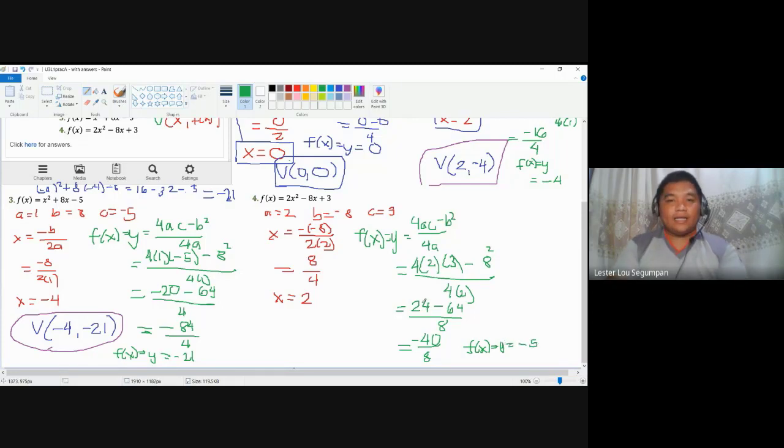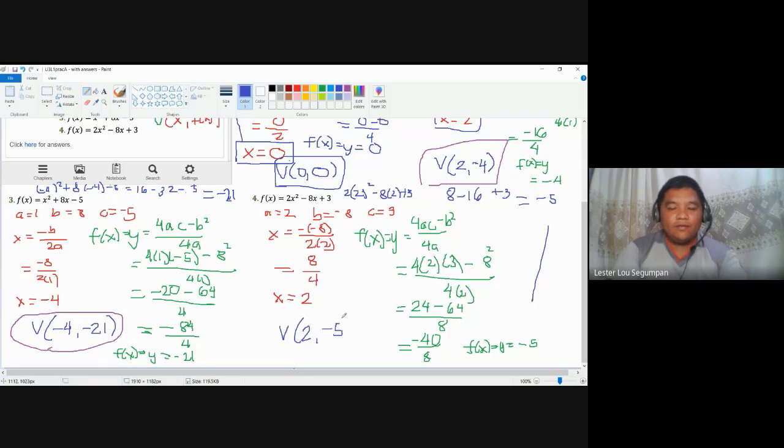Let's try to check, in case there's a mistake in my computation. So let's try to use the function here. You have x is 2: 2 squared minus 8 times 2, plus 3. So 2 squared is 4 times 2, so you have 8, minus 16 plus 3. 8 plus 3 is 11, minus 16, negative 5. That's why they are just the same. So your vertex here is the point 2, negative 5.